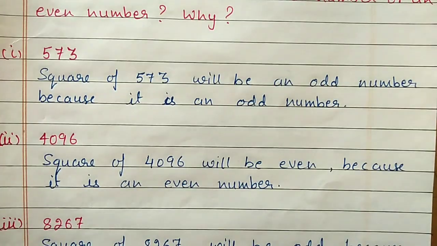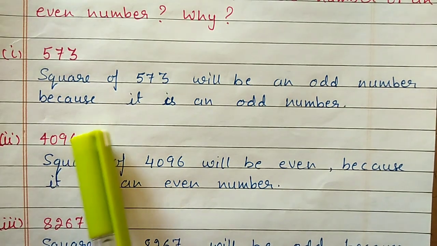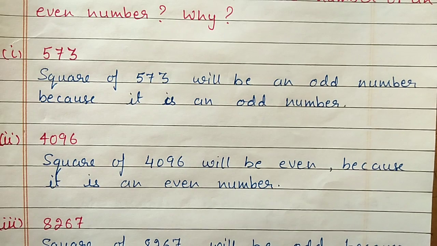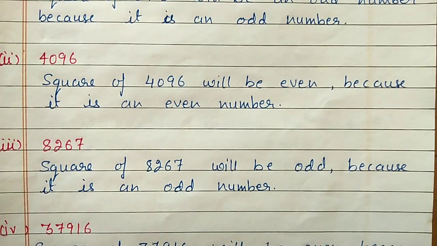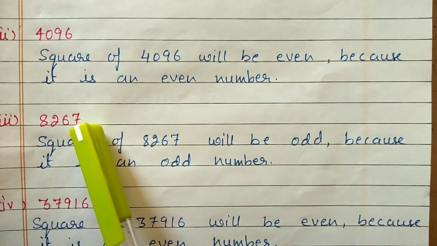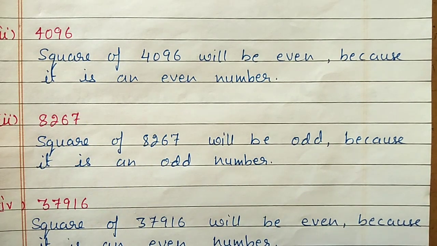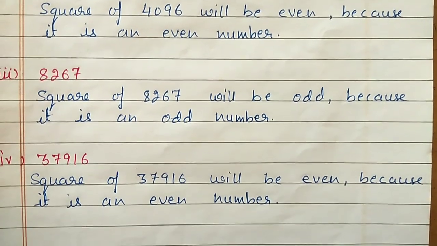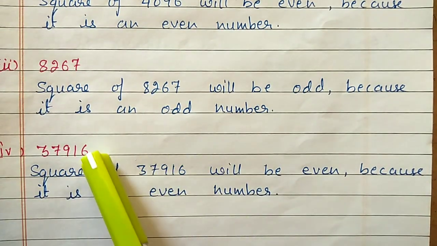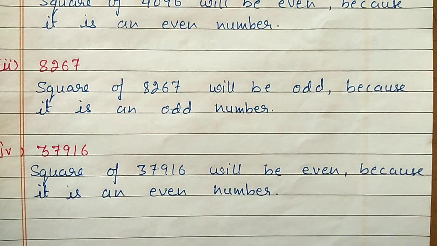Second number, you can see the last place is even. It is an even number, so the square of this number also will be even. Third one, 8267, last place is 7, here odd number, so the square of this number also will be odd. Fourth part, 37916, because this number is even, so the square of this number also will be even.